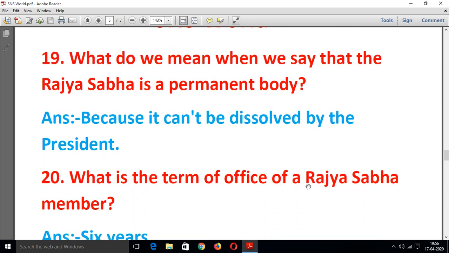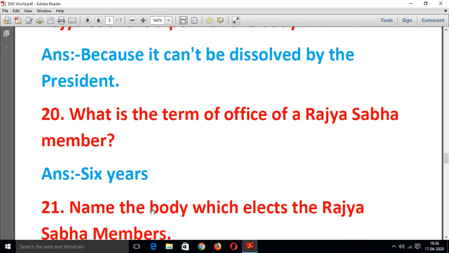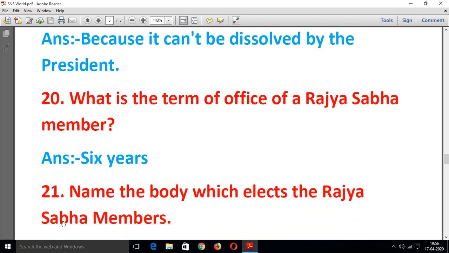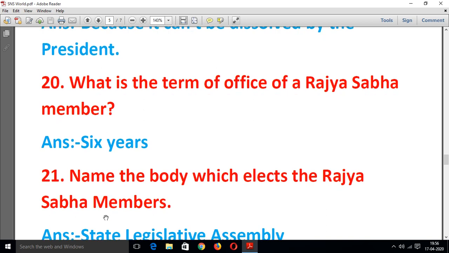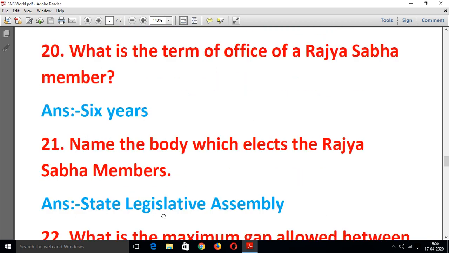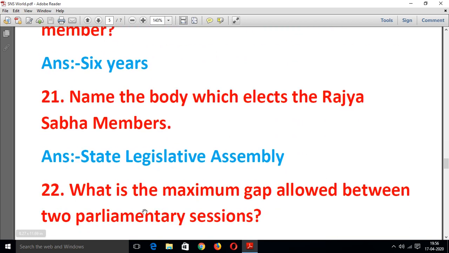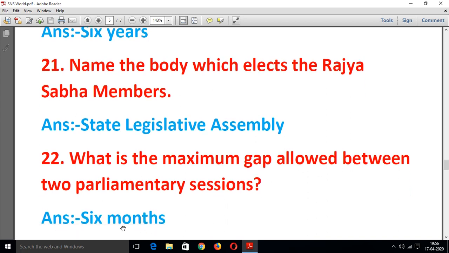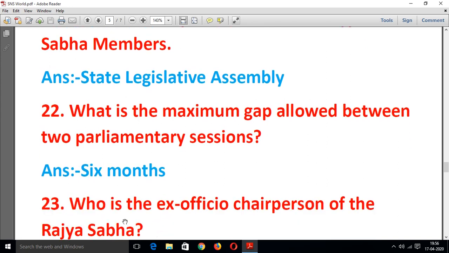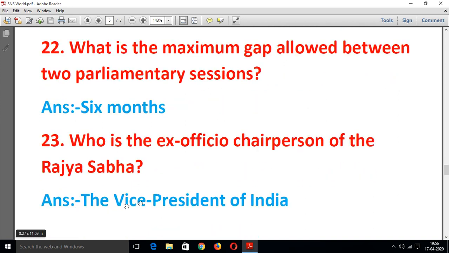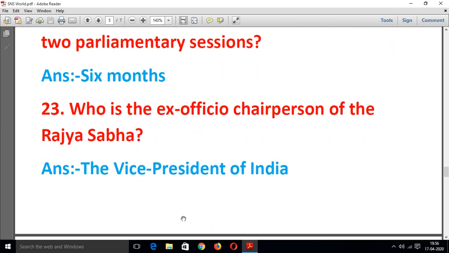What is the term of office of a Rajya Sabha member? 6 years. Name the body which elects the Rajya Sabha member. State Legislative Assembly. What is the maximum gap allowed between two parliamentary sessions? 6 months. Who is the ex-officio chairman of the Rajya Sabha? The Vice President of India.